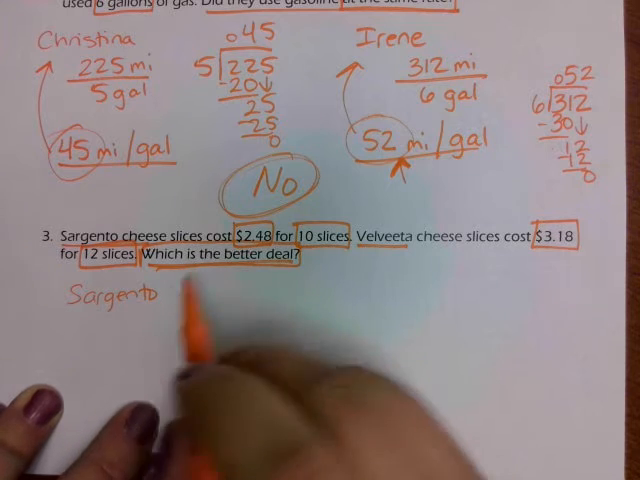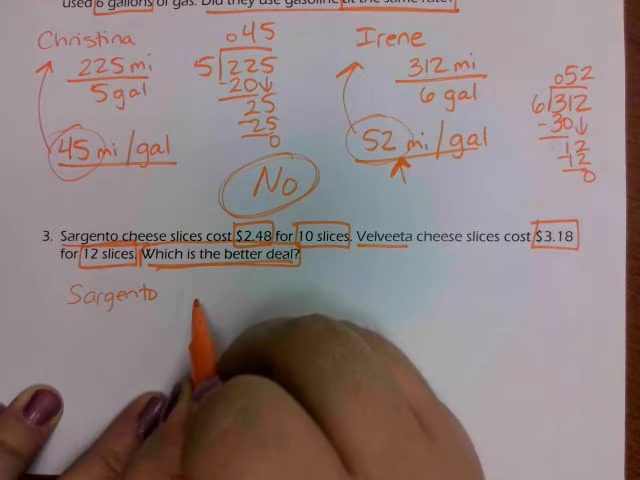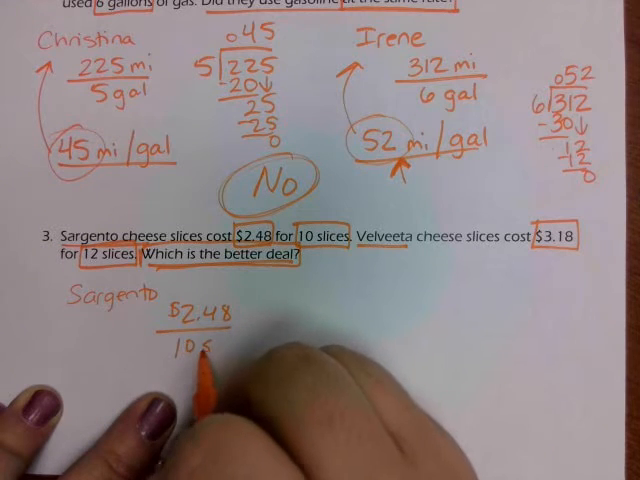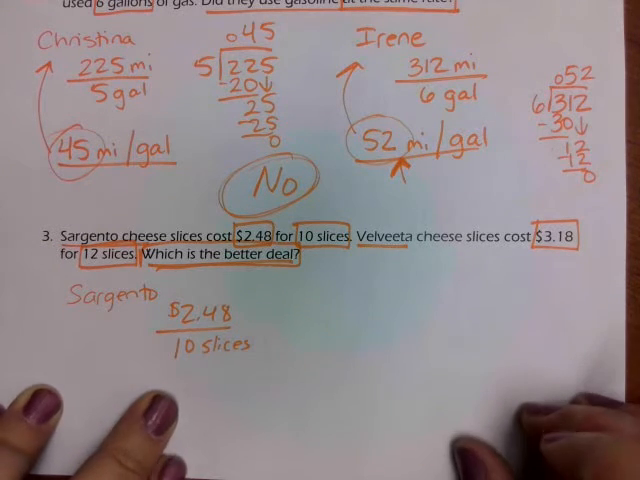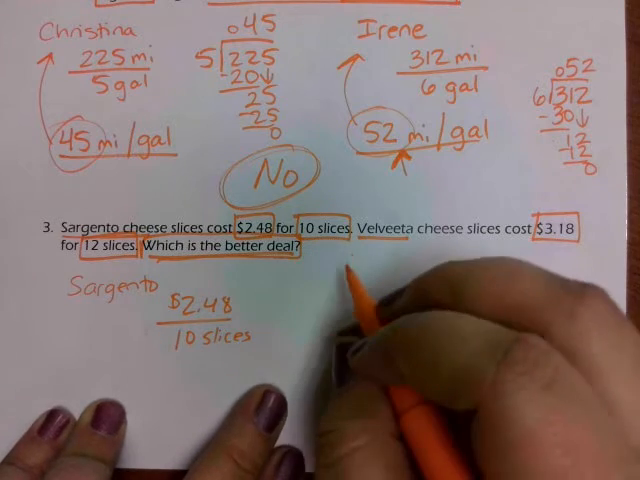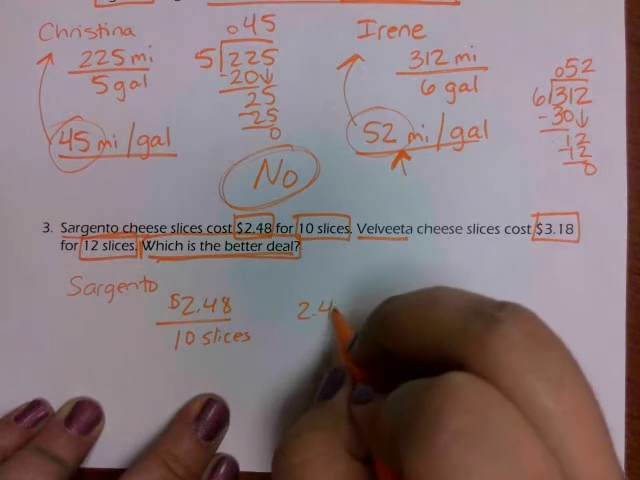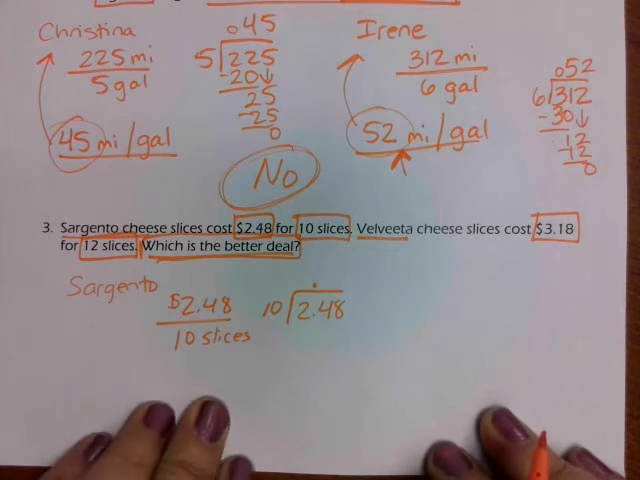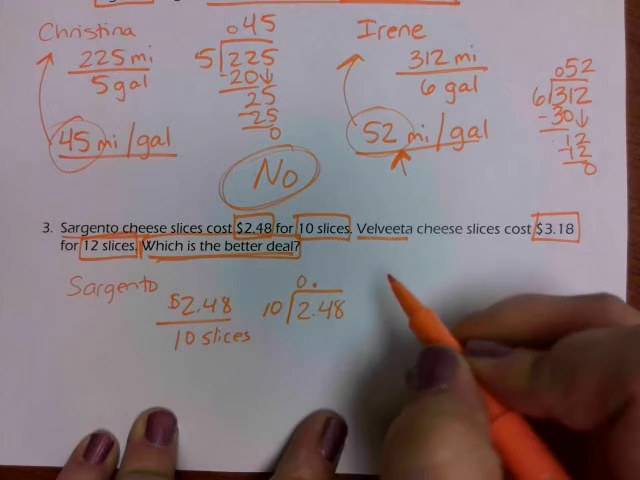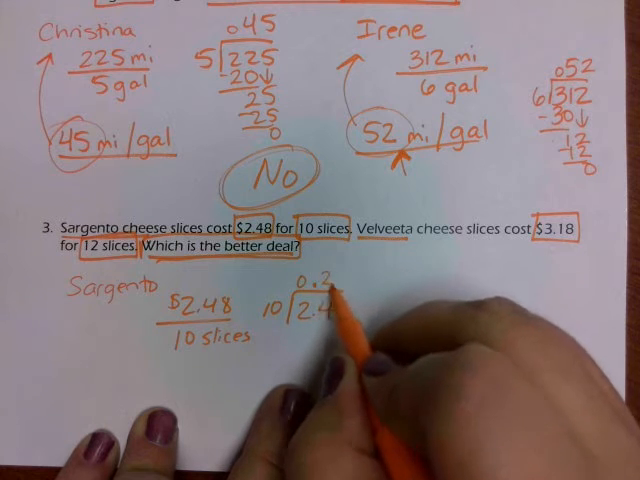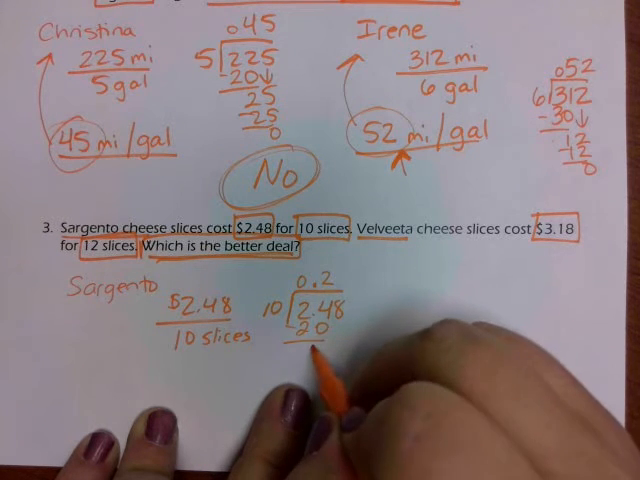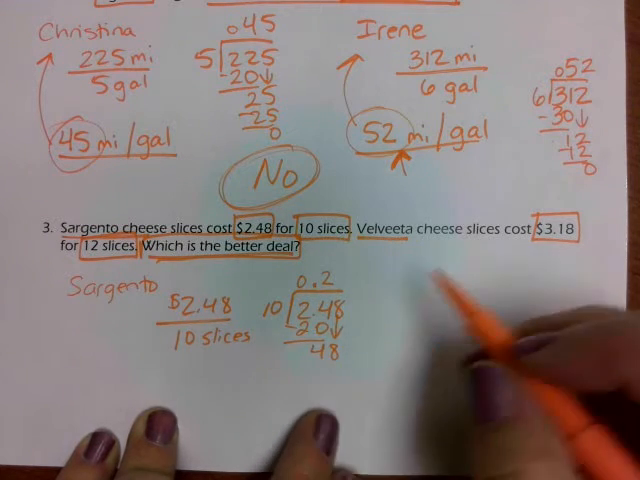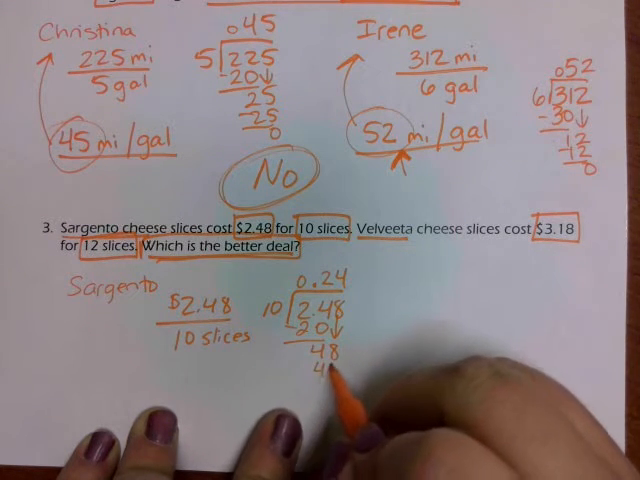All right, so here we're going to take the $2.48 for 10 slices. So we want to figure out the cost of just one. So we're going to take that $2.48 and divide by 10. Drag that decimal up. 10 can't go into 2. 10 can go into 24 twice, which is 20. Subtract, we get 4. Bring down your 8. 10 goes into 48 4 times, which is 40.